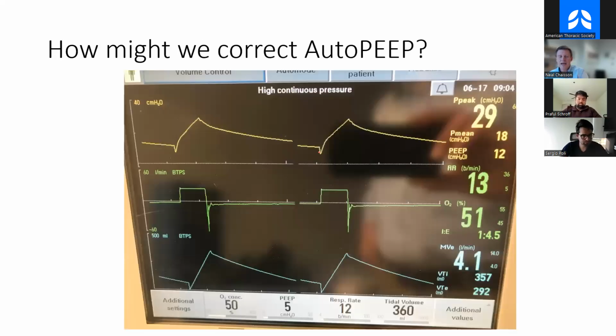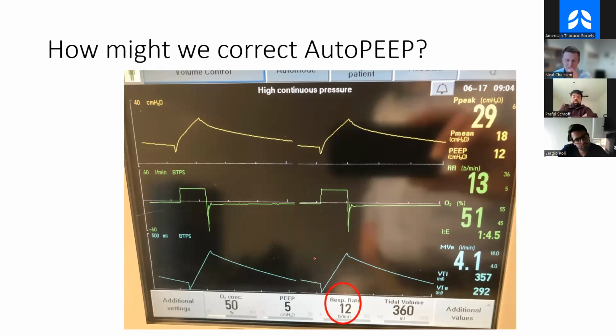Now, how might we fix auto-PEEP? What do you guys think? Decrease the rate or decrease the inspiratory time. Good. Decrease the rate or decrease the inspiratory time.